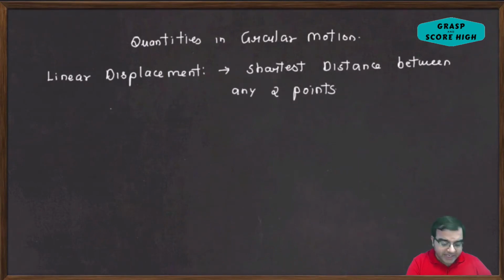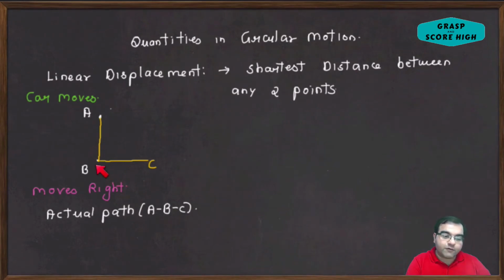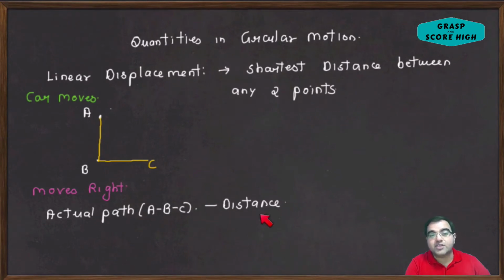Let me make this statement very clear. Now let's say a car moves from A to B. So the car is moving in the downward direction. Now the car is going to move right, and it reaches this point C. So the car started from A, first went to point B, then went to point C. So the starting point of the car was A and the ending point was C. The actual path followed by the car was ABC. The actual path which the car follows is called the distance.